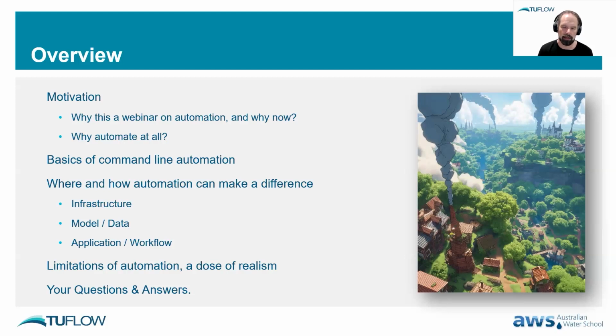And then once we've got that out of the way, I'll talk a little bit about where and how automation can make a difference. I've split that up into 3 sections, talking about the infrastructure, network, computers, that kind of stuff, how it applies directly to your model and your data, and how it might apply to your application and your workflow. And then at the very end of it, once we're up there in the air with great ideas about how we could be doing everything, I'll also try to get it down to earth again and make it a little bit more real. And then at the very end, we'll have time for questions and answers. I'm aiming to take about 40 minutes, so there should be plenty of time for your questions and answers.